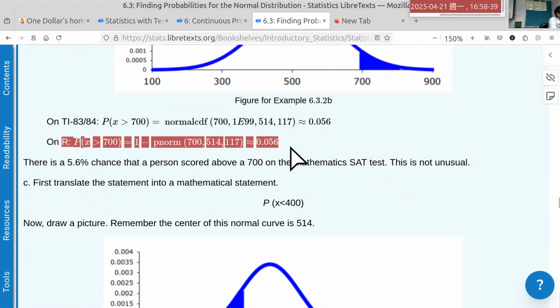Only R is this one. We don't use R at this moment. Okay.